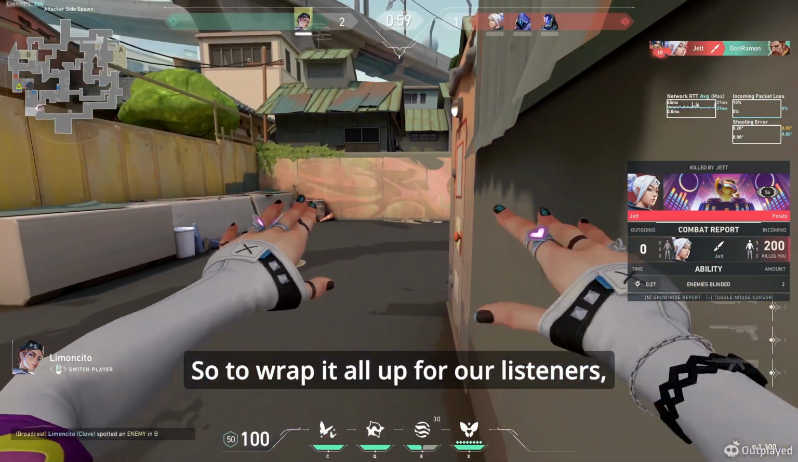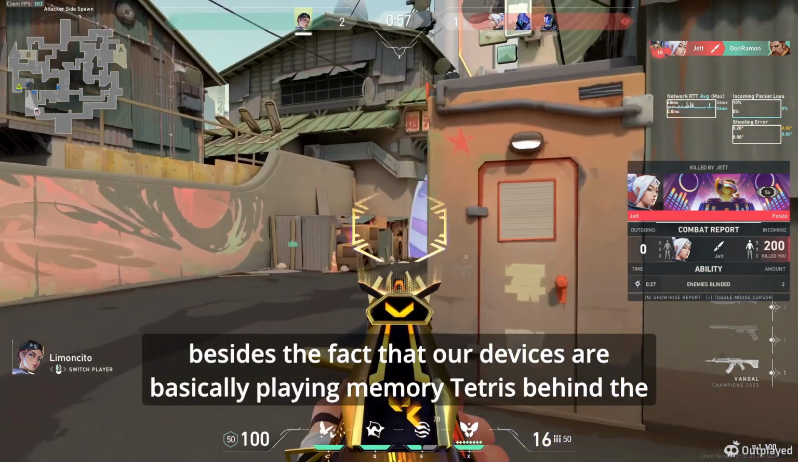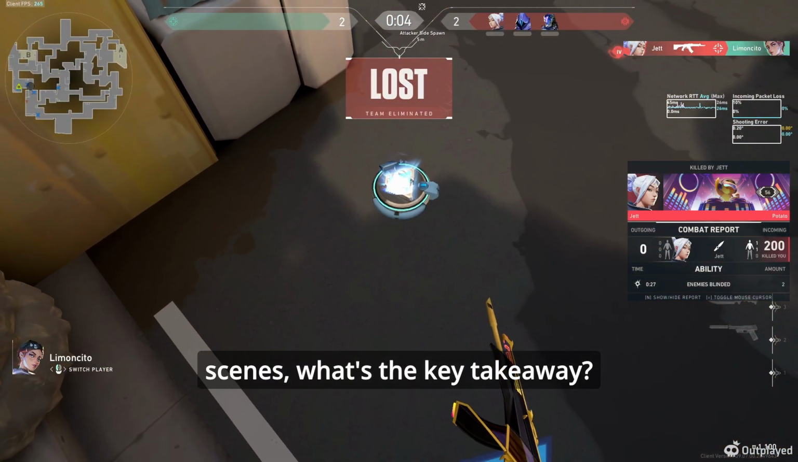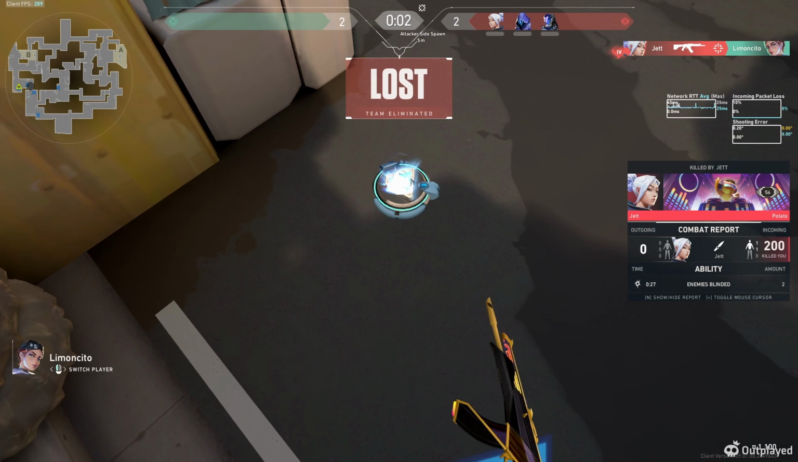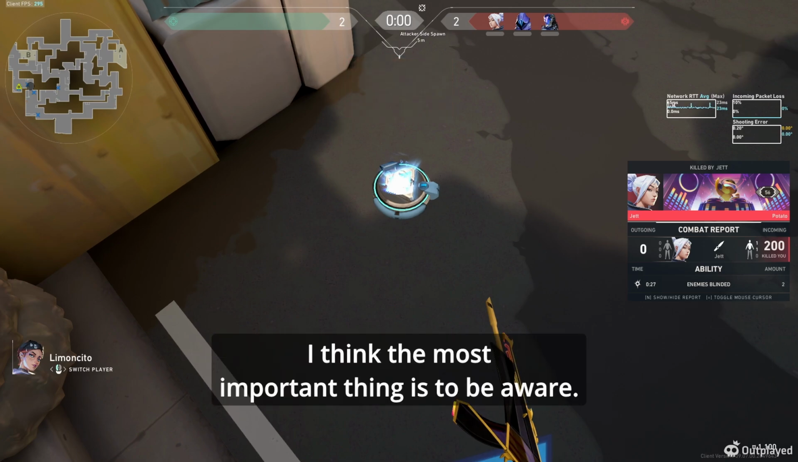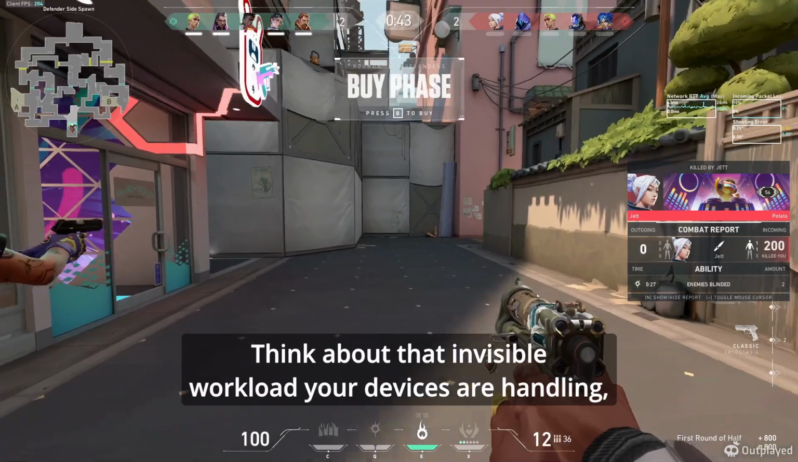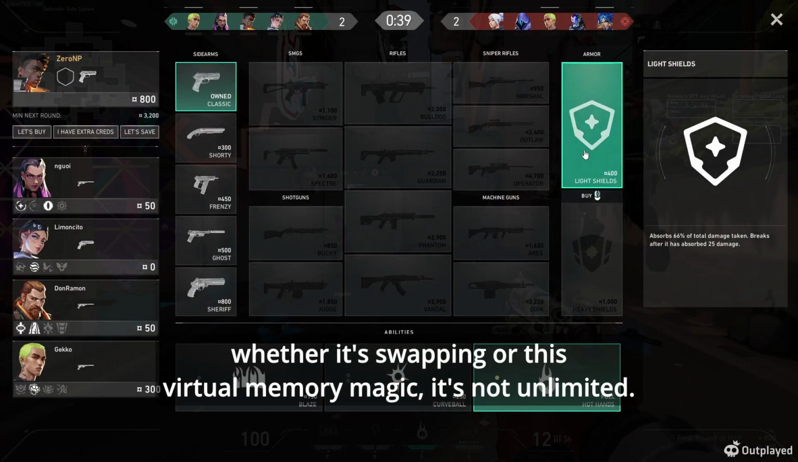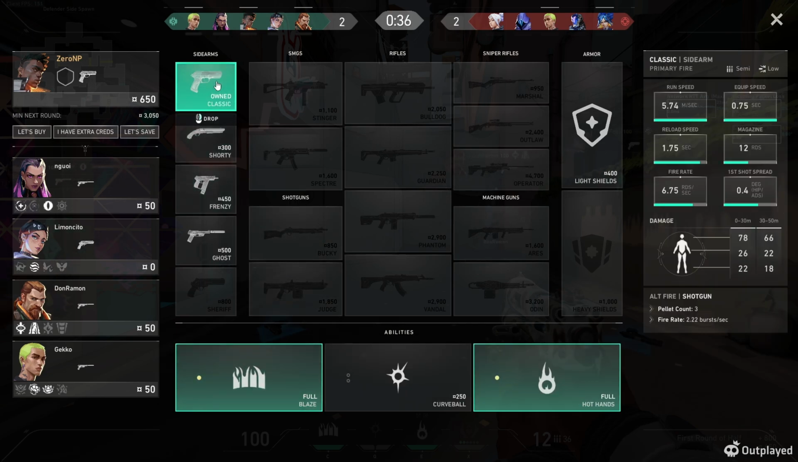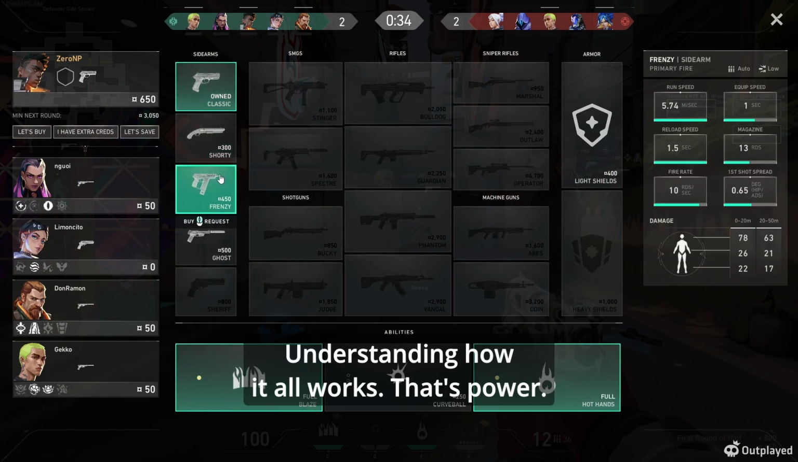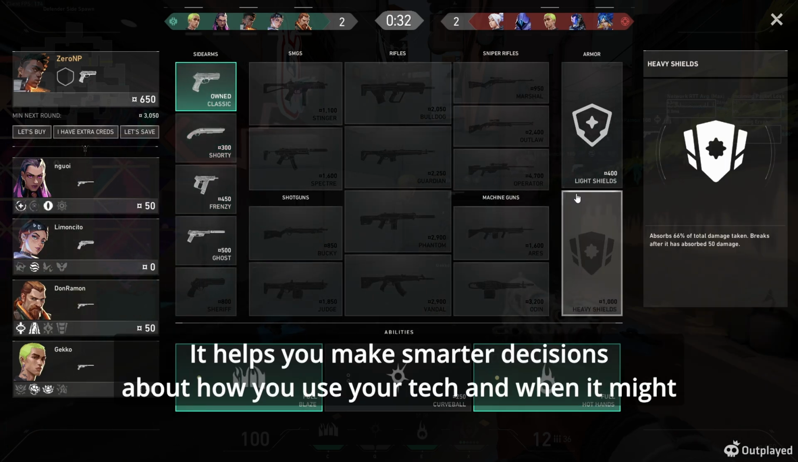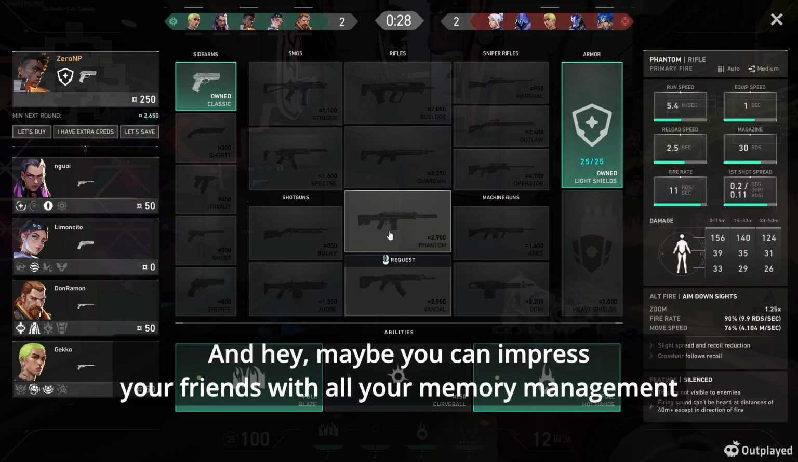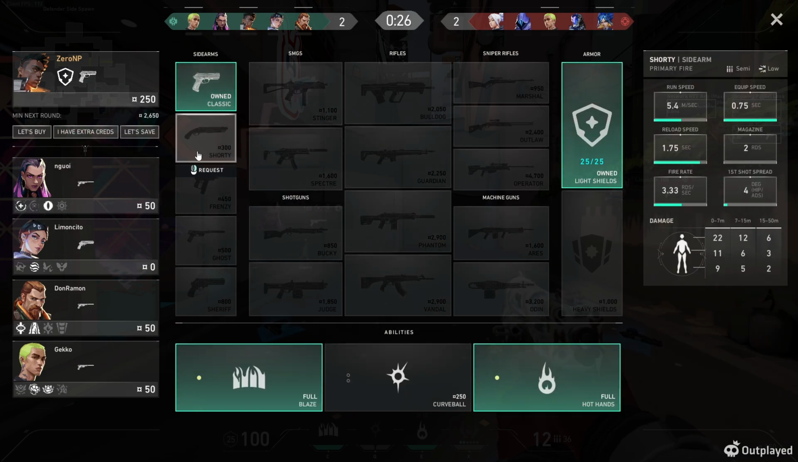So to wrap it all up for our listeners, besides the fact that our devices are basically playing memory Tetris behind the scenes, what's the key takeaway? I think the most important thing is to be aware. Think about that invisible workload your devices are handling. Whether it's swapping or this virtual memory magic, it's not unlimited. Understanding how it all works, that's power. It helps you make smarter decisions about how you use your tech and when it might be time for an upgrade. And hey, maybe you can impress your friends with all your memory management knowledge.